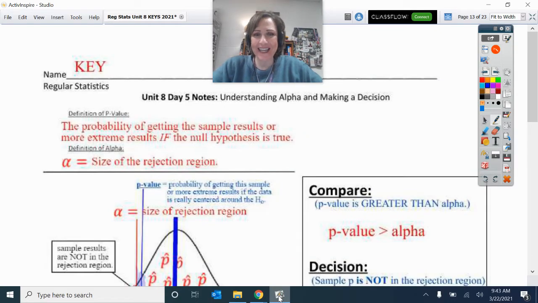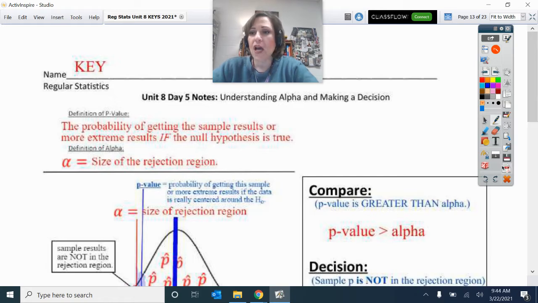All right, let's take our discussion and understanding of p-value and see what that does for us in terms of making a decision about the claimed null hypothesis. Okay, so that's our goal, is to now make a decision about the claim of a null hypothesis. Are we going to reject it? Do we have evidence to reject it, or do we not have evidence to reject it?